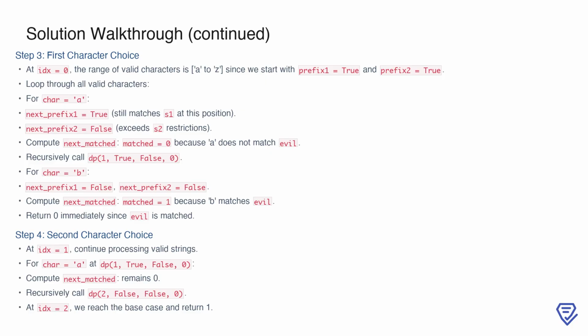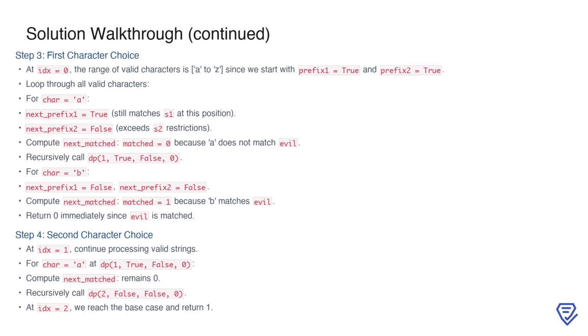On the other hand, for char equals B, it does not respect the bounds of S1 or S2, so both next_prefix1 and next_prefix2 are set to false. Here, next_matched becomes 1 because B matches the evil string, and since we've matched the entire evil string, we terminate this branch and return 0 immediately. Moving to the second position, idx equals 1, we continue processing valid characters. For example, if the previous state led to DP(1, true, false, 0), and we choose char equals A, the next_matched value remains 0, and we recursively call DP again for the next index.